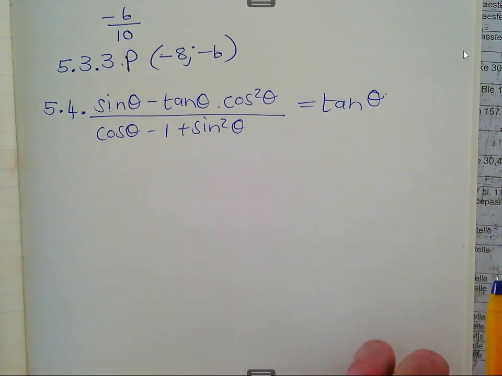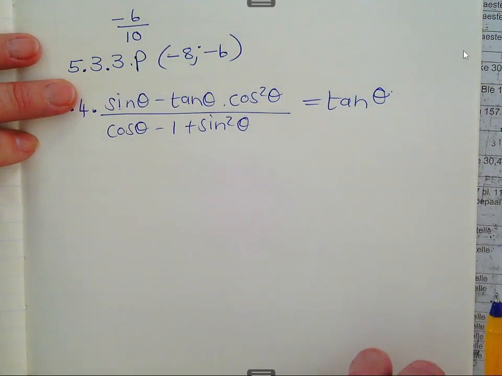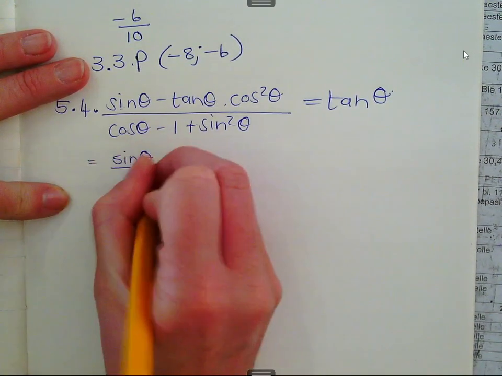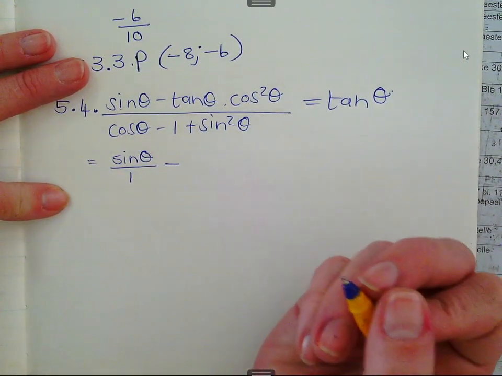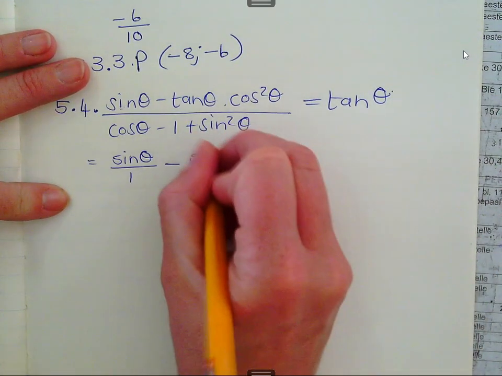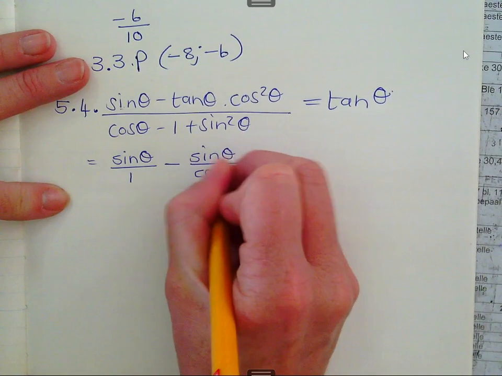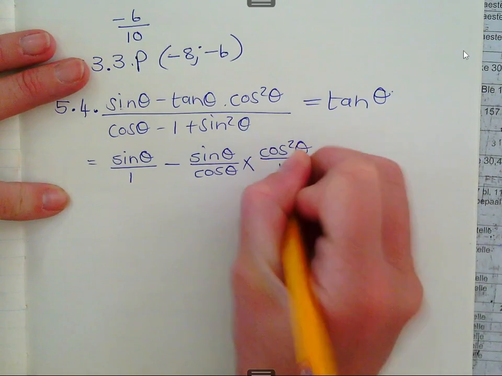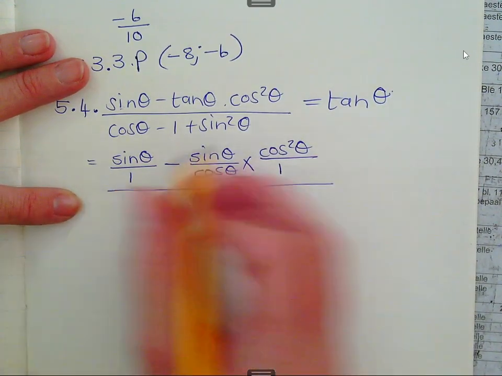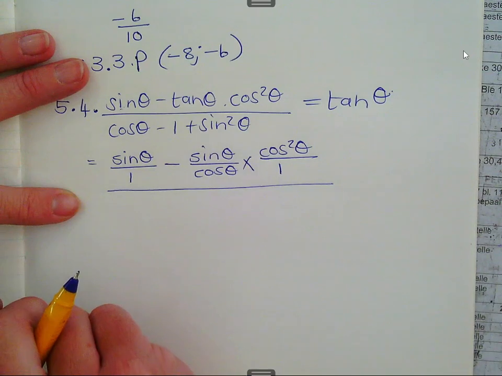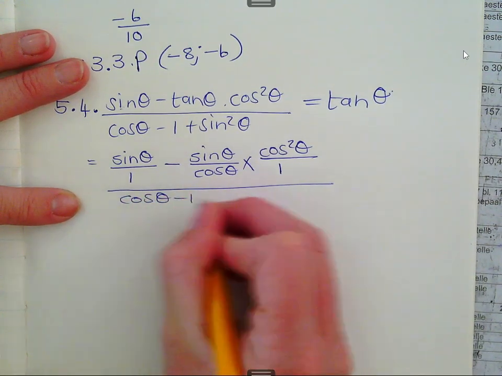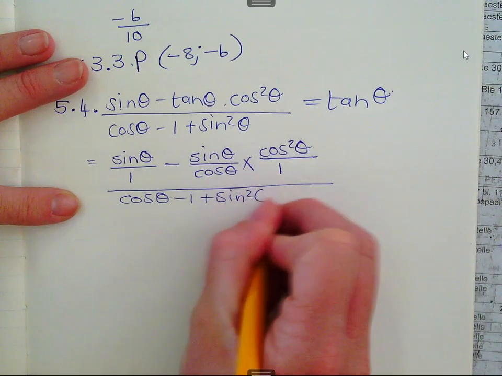The first thing, the easiest thing that you notice there that we can do. Change the tan. But now I have to be very careful because I'm going to have fractions inside of a fraction. So I'm saying sin theta over 1 minus sin theta over cos theta times cos squared theta over 1. Over, is there something that you want to change here? Let's just leave it like this first, okay? There is something you can already do, but let's just leave it as it is and see what happens here.